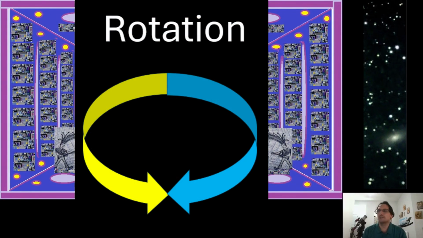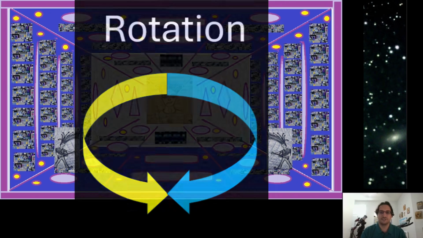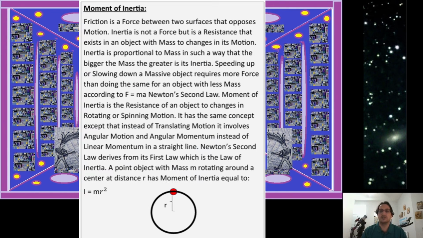Hello, everyone. Today we're going to talk about rotation. And when we're talking about rotation, we must also talk about moment of inertia. Inertia is an object's resistance to changes in motion. It's proportional to mass. So, the more massive an object is, the more inertia it has. In other words, the more difficult it is for it to accelerate.